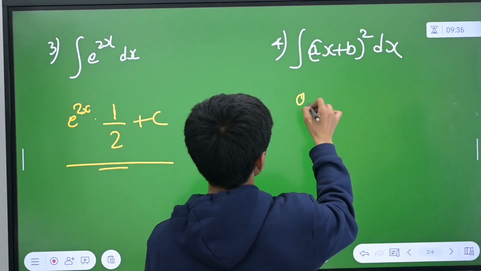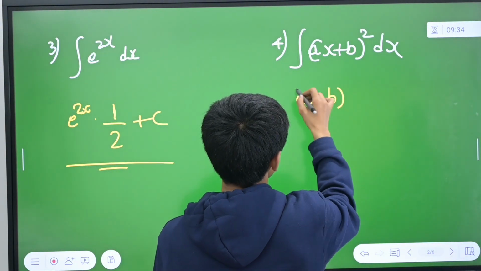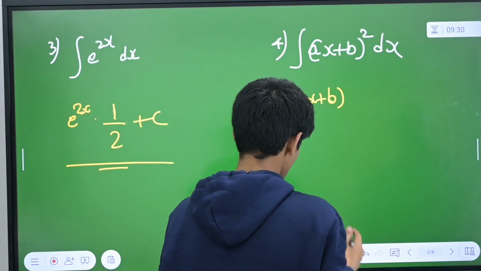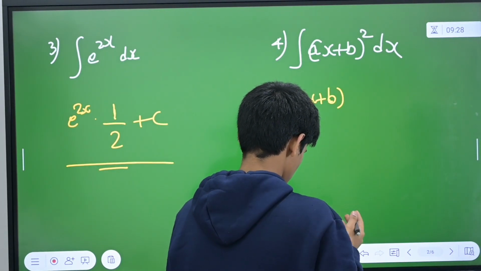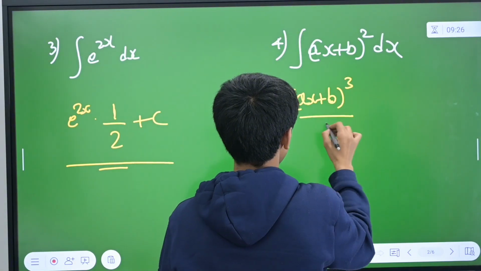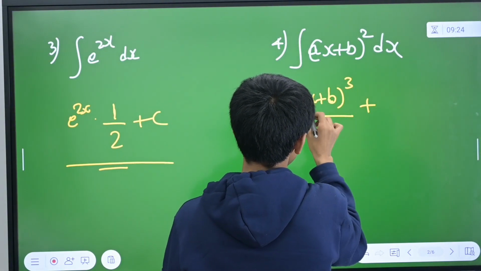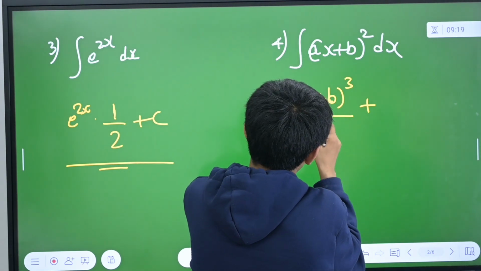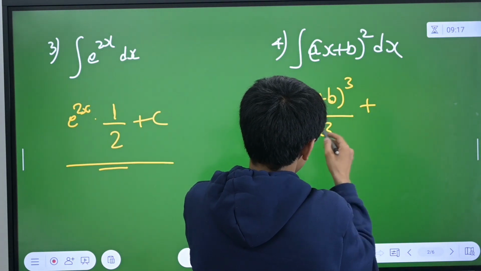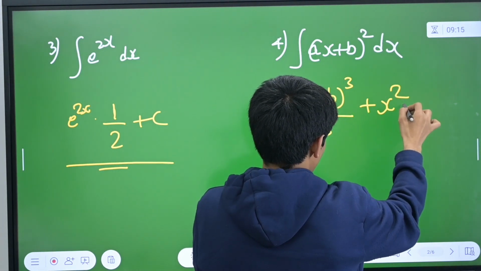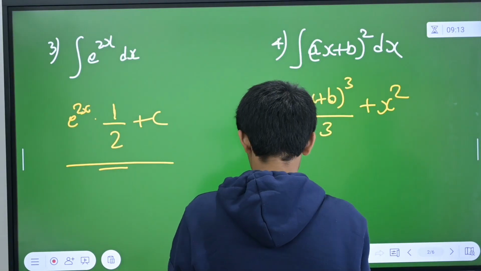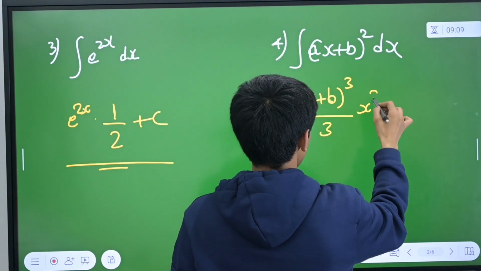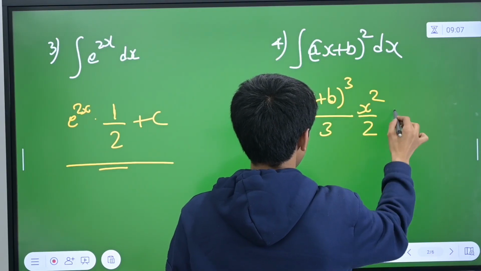Then ax plus b, the whole square integration. So n is equal to 2 and then integration n plus 1, so 3 divided by, and then over here, this is a constant, it will go away. And ax is there, so x will come. So x square, x square by 2 plus c.